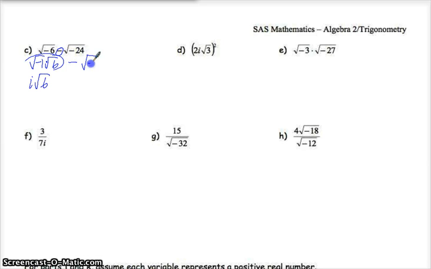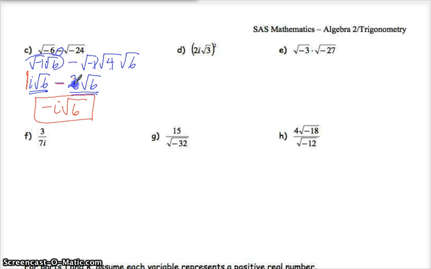The square root of -24, well, I can take out my -1, so that becomes I, and the square root of 4 is 2, so that's 2I root 6. I usually put that number in front, right? So it's 2I root 6. And then these are like terms. They both have an I root 6. So remember the coefficient here is 1, so 1I root 6 minus 2I root 6 is -1I root 6. Right, so 1I minus 2I here gives me -1I here.